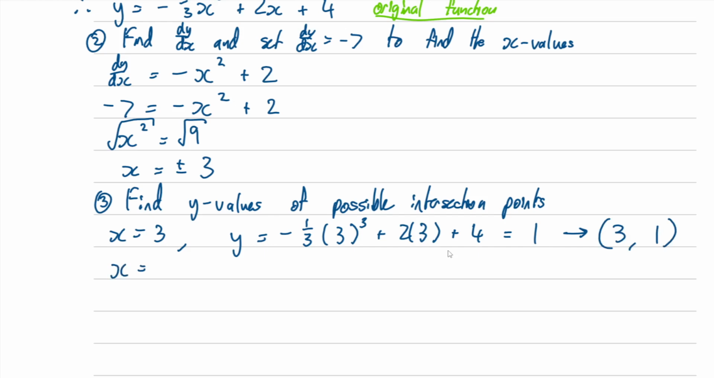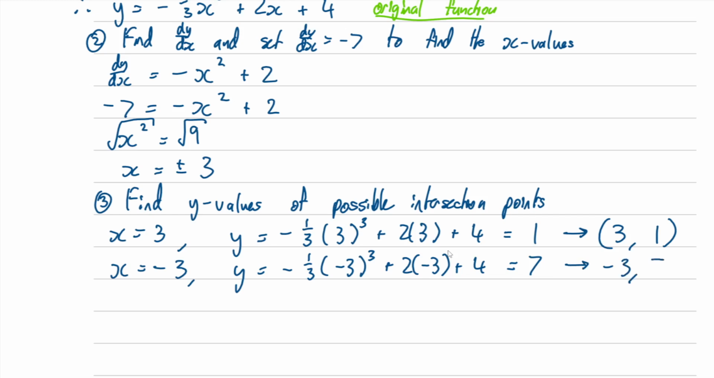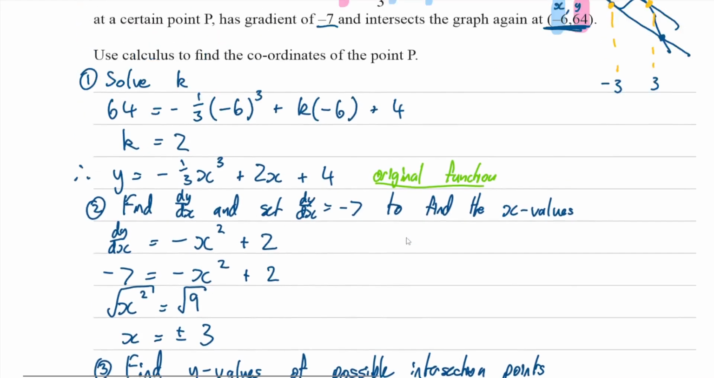Now when x is equal to negative 3, we would substitute a negative 3 in for x, which will be 9 minus 6, 3 plus 4, 7. So at (-3, 7). Cool. Alright.